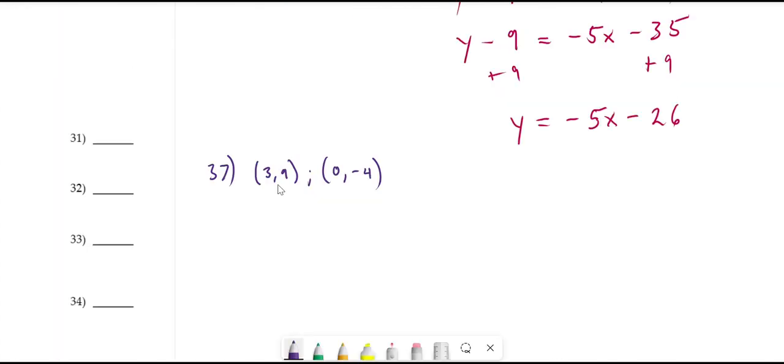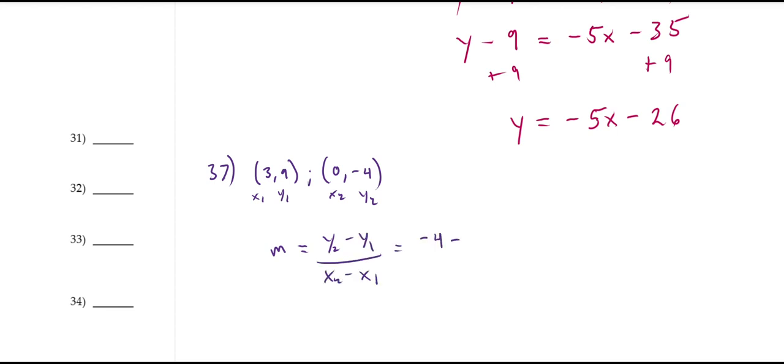For 37, we're given that the line goes through these 2 points, so let's call these our x1, y1 and our x2, y2. We first need to calculate the slope, which we do the usual way. y2 minus y1 over x2 minus x1, which is going to be minus 4 minus 9 over 0 minus 3, which is going to give us negative 13 over negative 3, or positive 13 over 3.